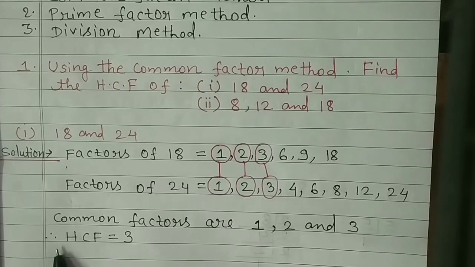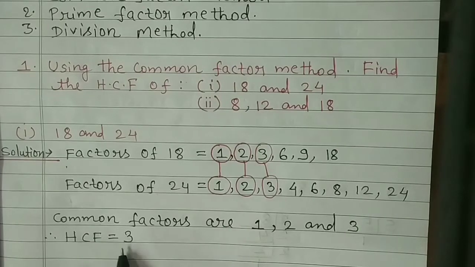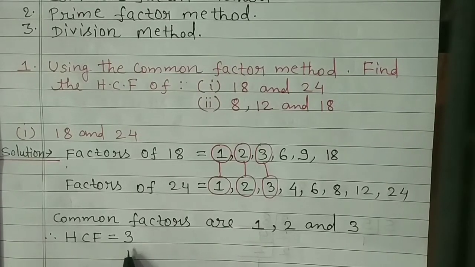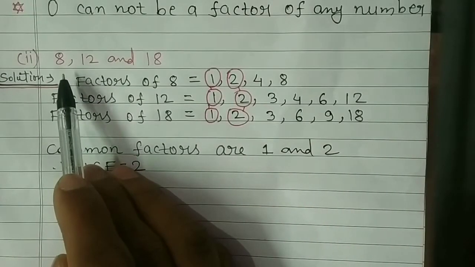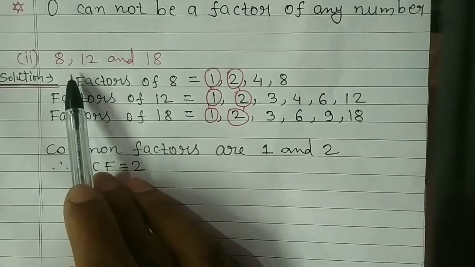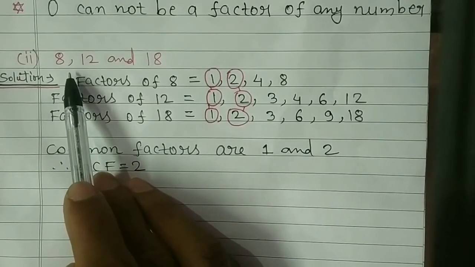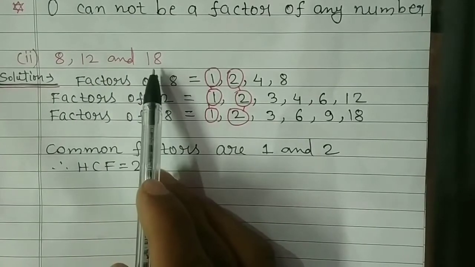So, I have written, therefore, HCF, highest common factor equal to 3. And this is our final answer. Now, it is the second question of the same method, that is common factor method. Okay? And the second question is, we have to find the HCF of 8, 12 and 18.